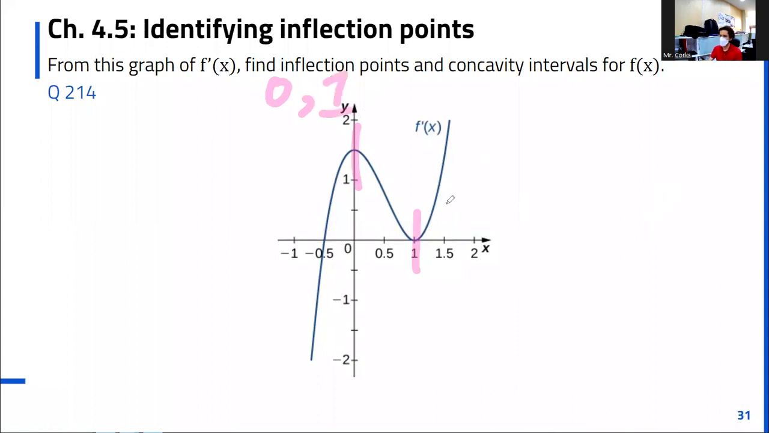And then, if our first derivative is increasing over here on the right, then we must be concave up there. And if our first derivative is increasing on the far left, we must be concave up there. And if our first derivative is decreasing in this middle part, we must be concave down here.